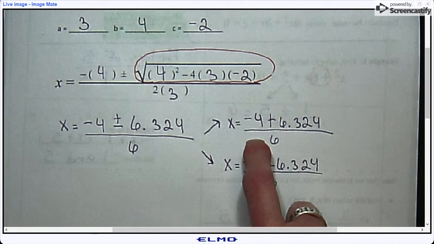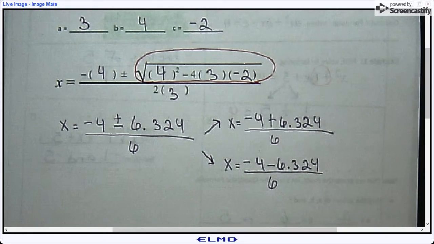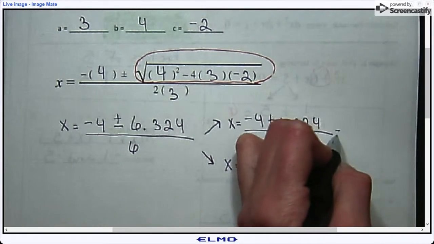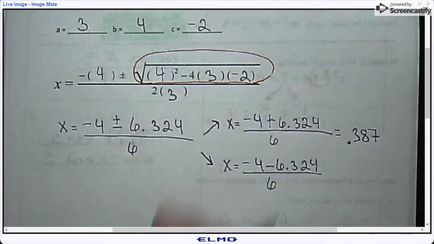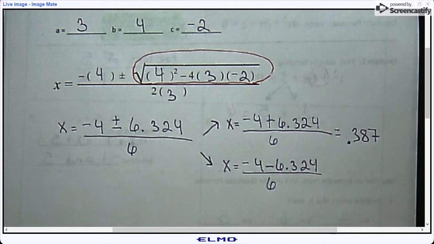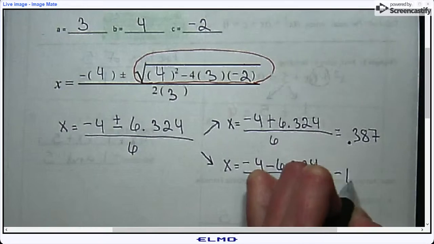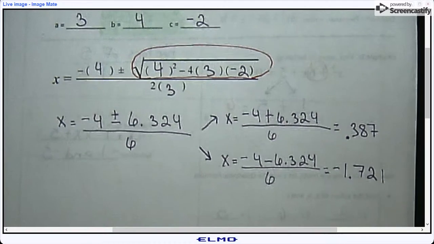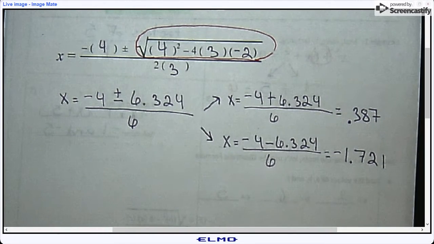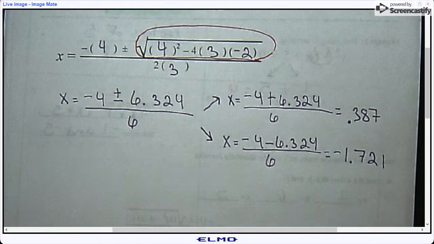So alpha y equals fraction. Enter this in, hit enter, and our first answer is 0.387. When we enter our second one into the calculator, we get negative 1.721. So we still are able to find our solutions even if they're not perfect whole numbers.